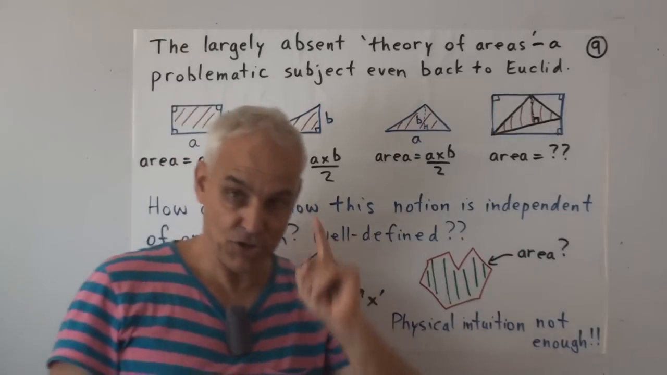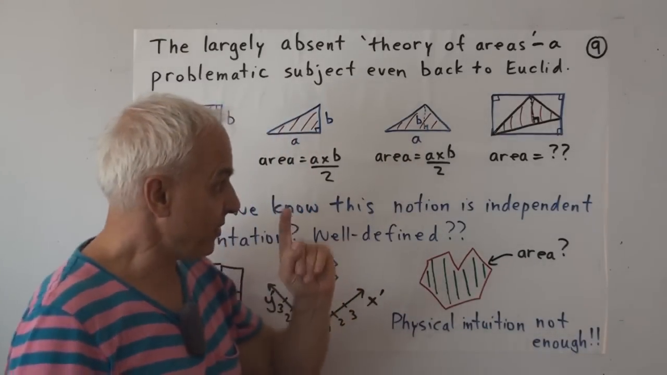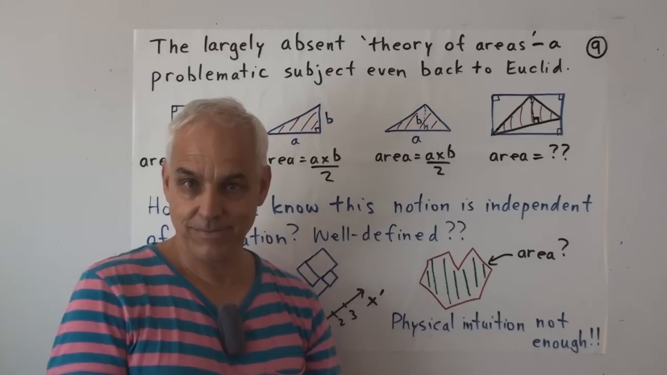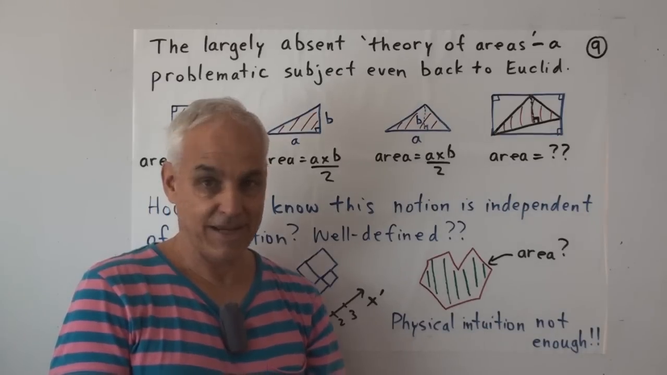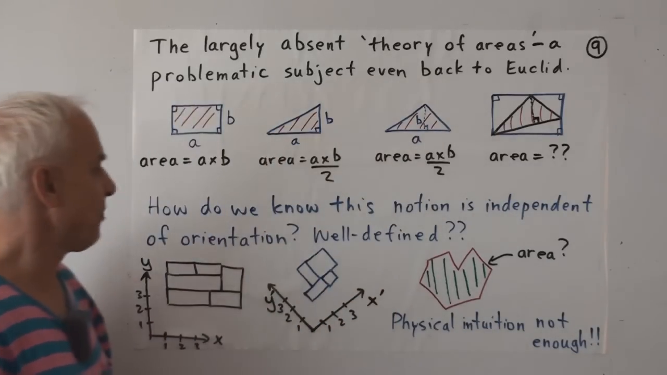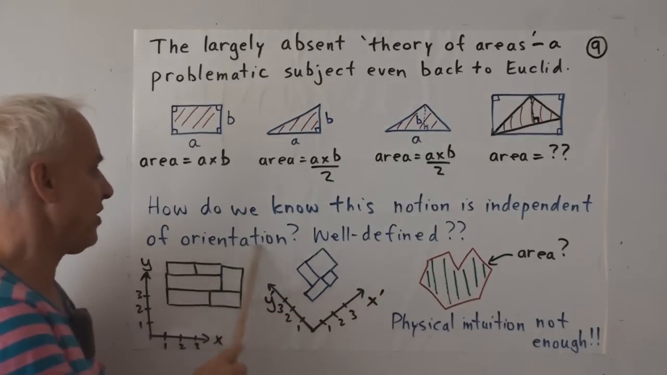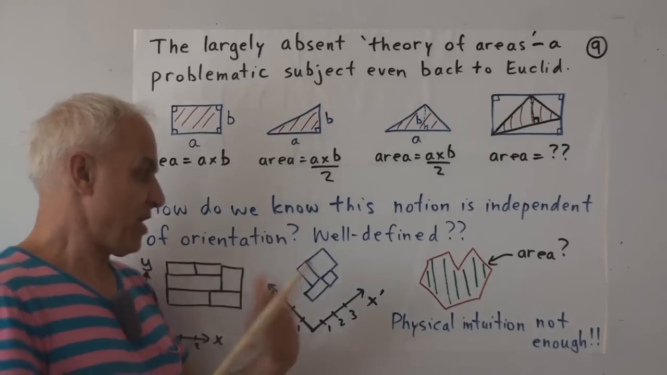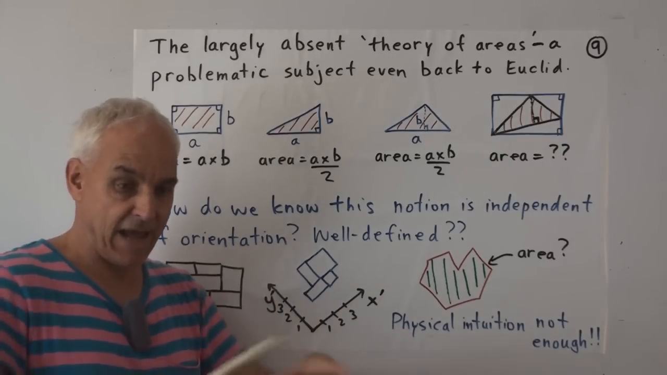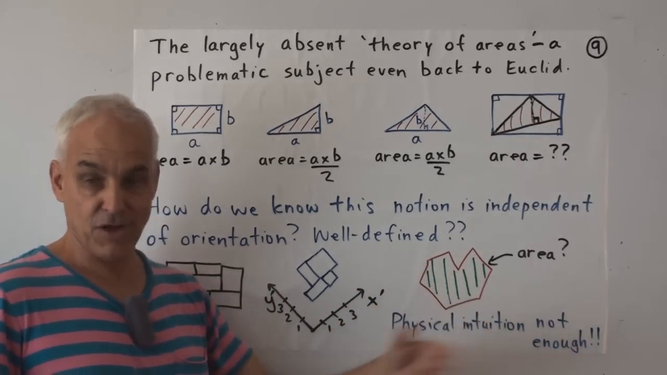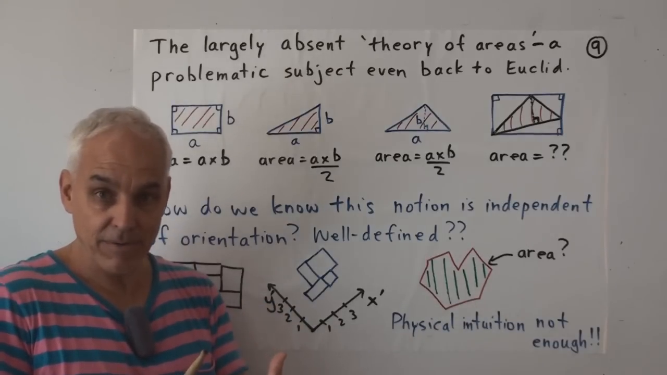Now, is it obvious to you that the result of those two computations is the same? It's a theorem, right? You need to prove that kind of thing. You need, in other words, to prove that this notion is independent of orientation and that it's actually well defined. That if you cut something up in different ways and add up the areas obtained with different rectangles or triangles, you're going to get the same number.